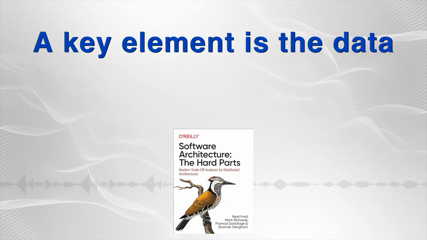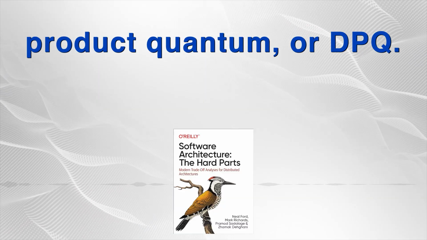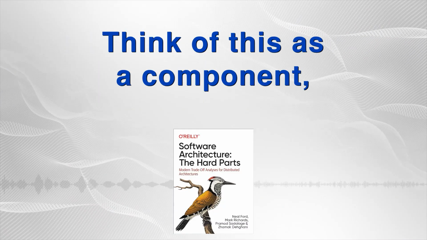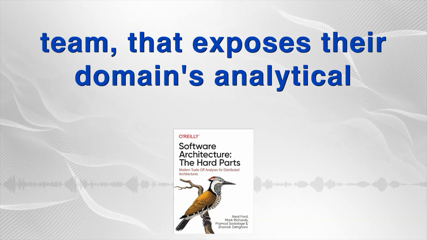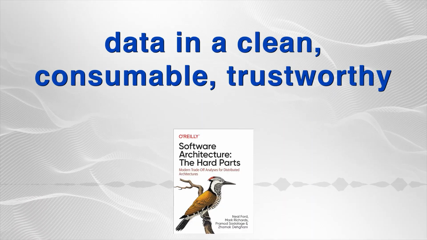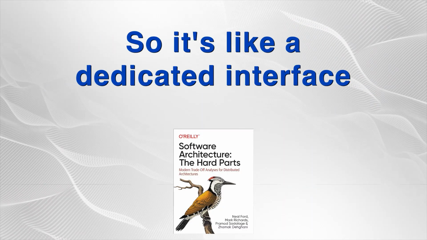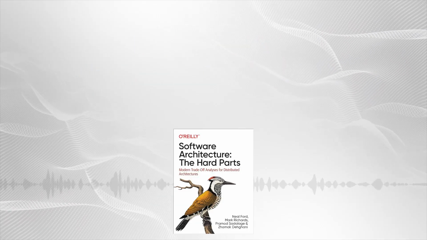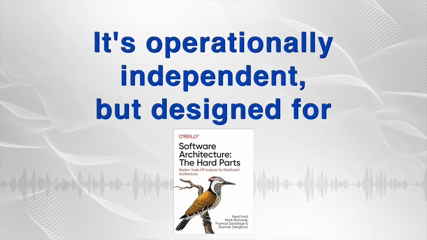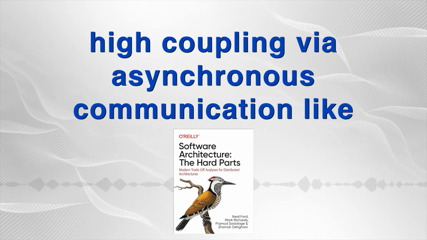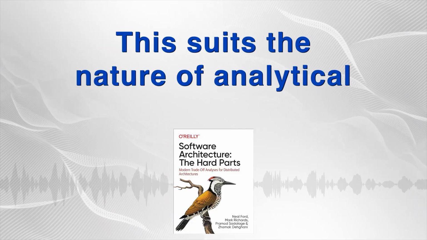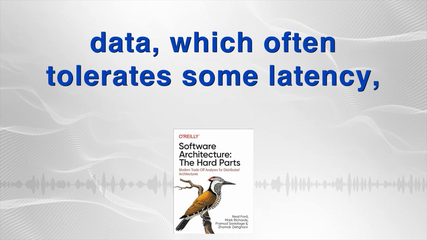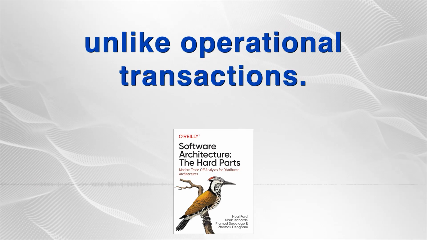A key element is the data product quantum, or DPQ. Think of this as a component owned and built by the domain team that exposes their domain's analytical data in a clean, consumable, trustworthy way. So it's like a dedicated interface for analytics. Exactly. It's operationally independent but designed for high coupling via asynchronous communication like event streams or batch updates. This suits the nature of analytical data, which often tolerates some latency, unlike operational transactions.